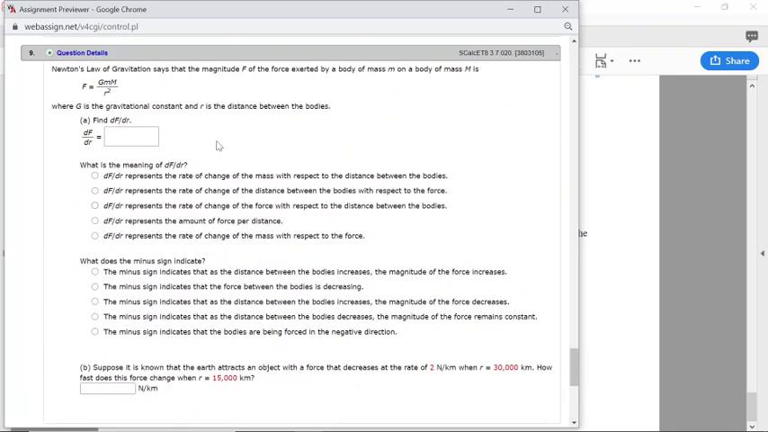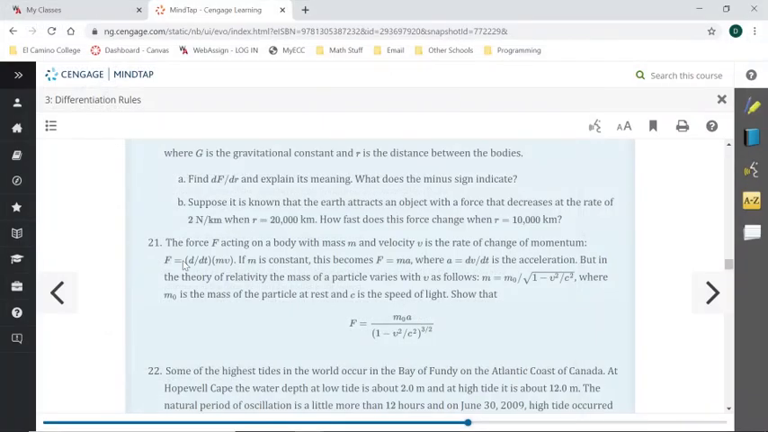And then a question here about Newton's law of gravitation as well. So I have another one to talk about with Newton's law of gravitation, if we'd like to take a look at that right now. Here we are, exercise 21.